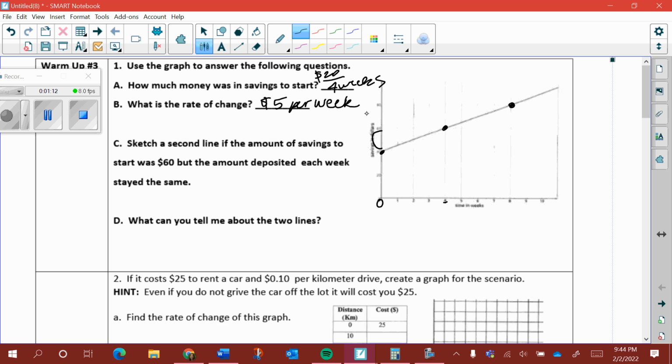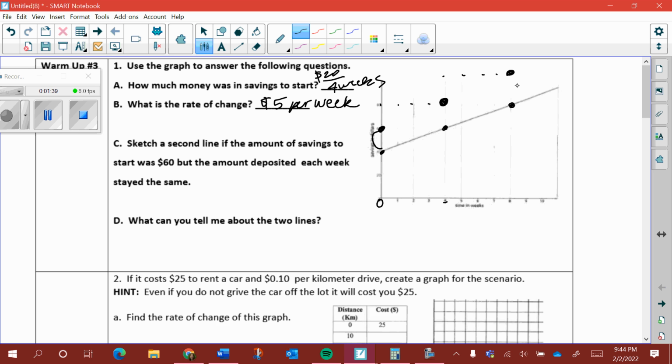Sketch a second line, so if the amount of savings started at 60, but the amount deposited each week stayed the same, that means I'm going to keep that same rate of change. I'm still going to go up 20 and over 4. So starting at 60, up 20 and over 4: 1, 2, 3, 4. Up 20 and over 1, 2, 3, 4. And then draw your line.